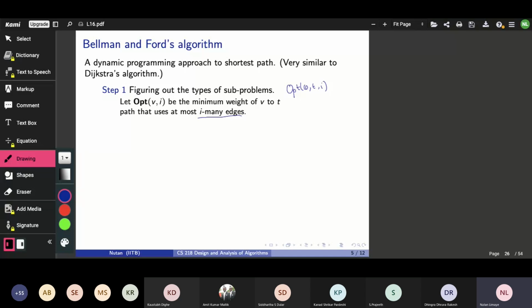So what we do is we define subproblems to be opt of v comma i, which keeps track of the minimum weight path from v to t that uses at most i many edges. Finally, we wish to compute opt of s comma n minus 1, because if there is a path of minimum weight from s to t and there are no negative weight cycles in the graph, then there must be a path of length at most n minus 1 from s to t. Yeah, at most is important here.